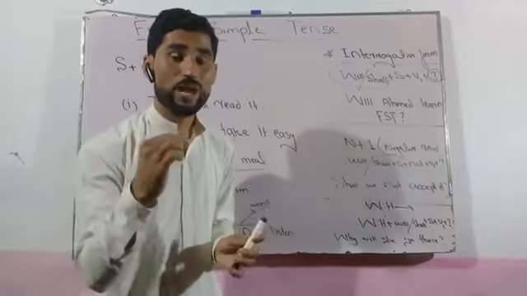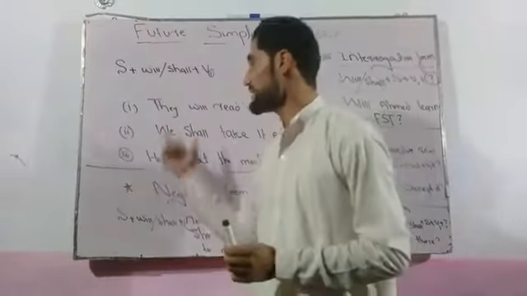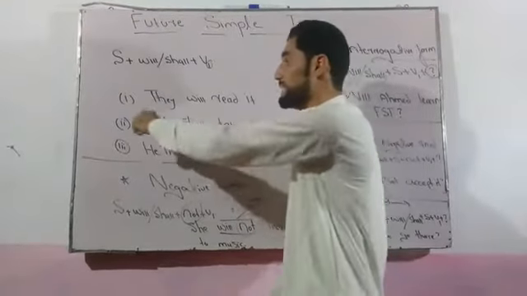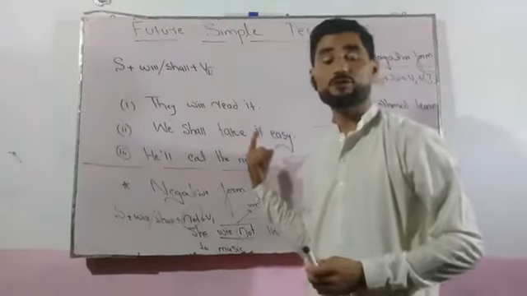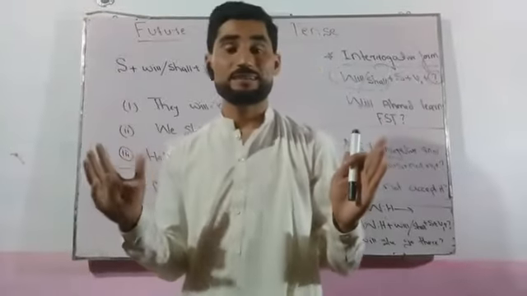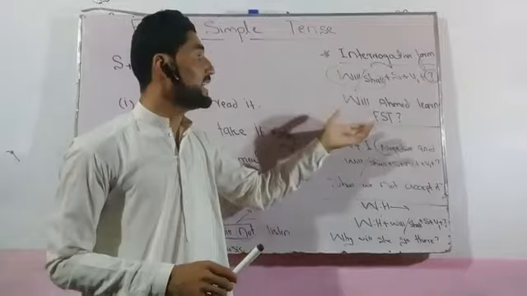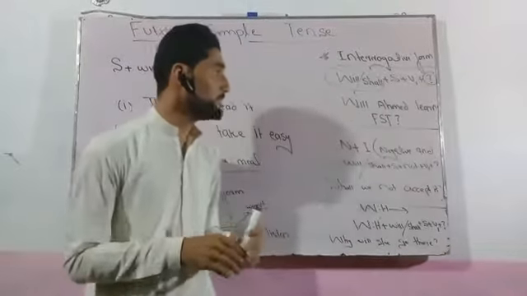From affirmative sentences, from positive sentences, you have to bring helping verbs at the beginning and put a sign of interrogation at the end. Thus, sentences become interrogative sentences. Let's understand this with the help of an example.